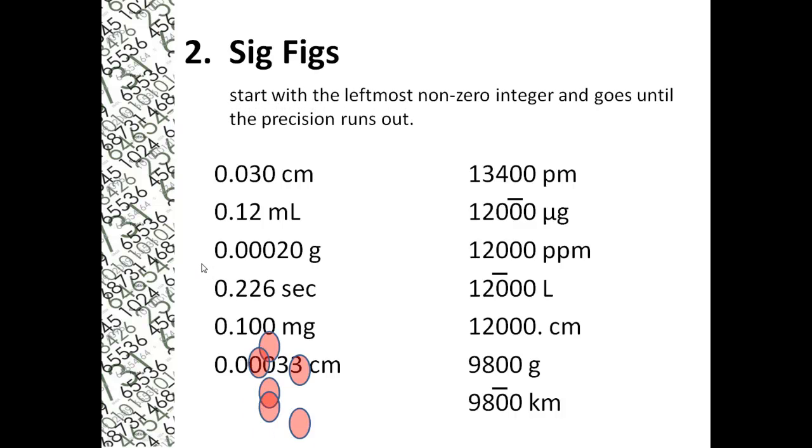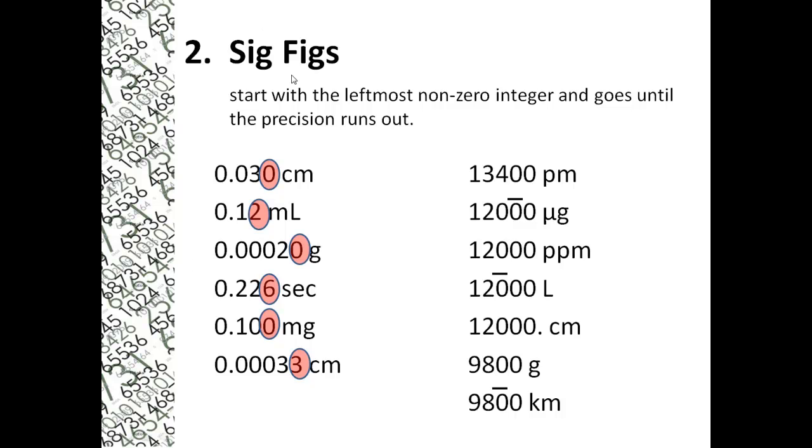Okay, so here we go again, and what I've done on this slide is it's the exact same numbers from the previous exercise with precision, so I placed up there the markings for the precision that we picked up the last time we saw these numbers, so that we didn't have to do that again. All right, so significant figures starts with the leftmost non-zero integer and goes until the precision runs out.